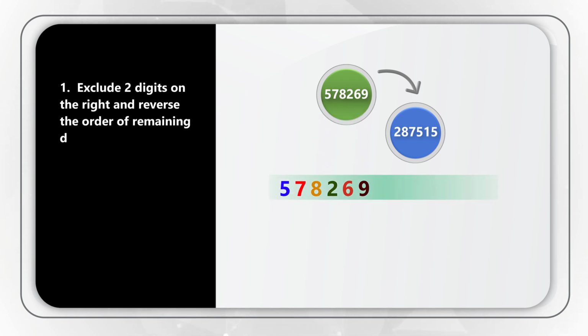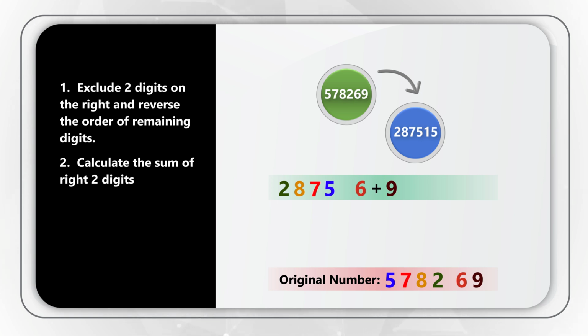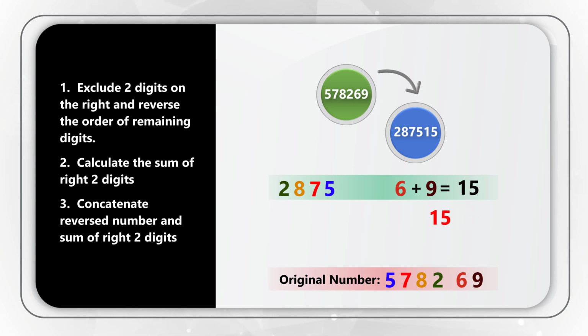Step 1. We need to exclude 2 digits on the right and reverse the order of the remaining digits. For example, the original number is 5782 and then 2 digits 69. We separate 69 and then reverse the order, and the number becomes 2875, and then we do remaining calculations with the numbers 6 and 9. And the calculations are very simple. We basically add 6 plus 9, and the end result of it is 15. Then we concatenate 2875 and 15.